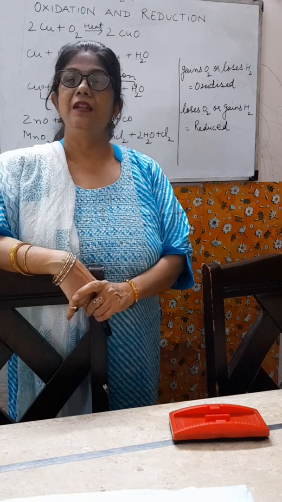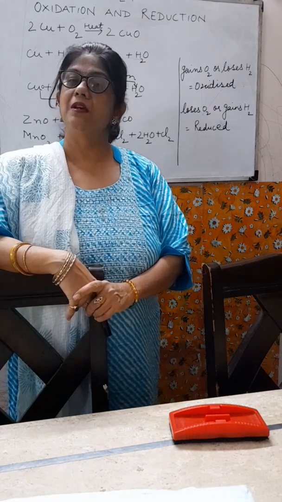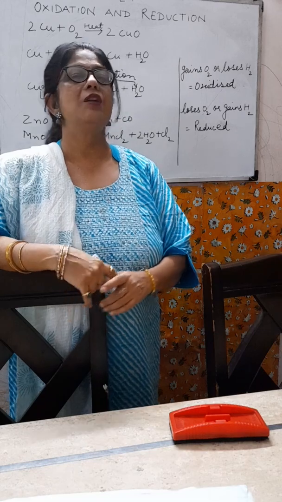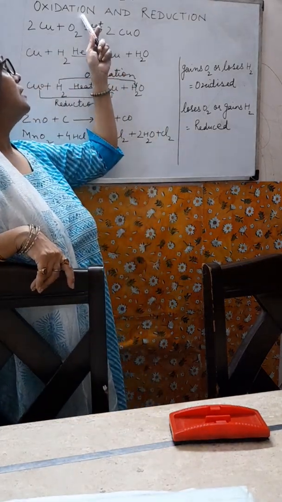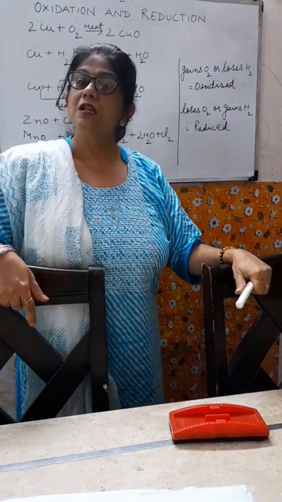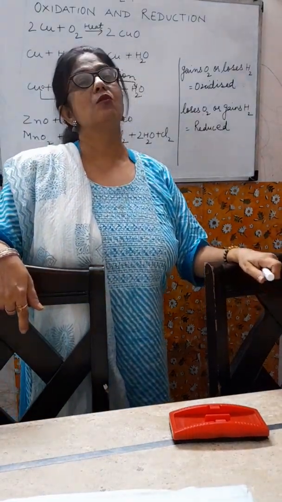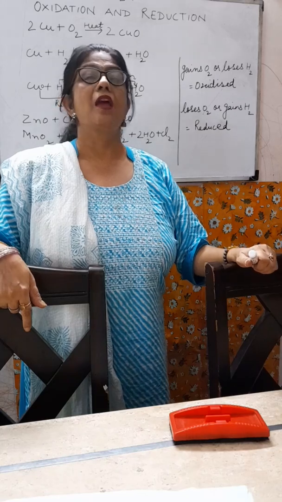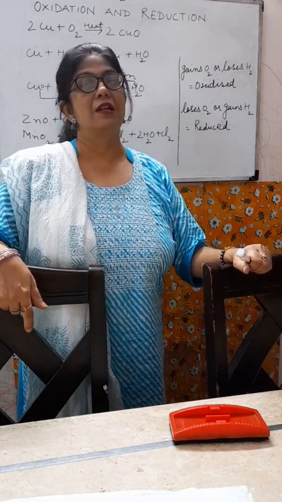Let's start with the next topic of Lesson 1, Chemical Reactions and Equations. Today we will study oxidation and reduction reactions. Oxidation and reduction reactions are also called redox reactions, and we will study what these are.